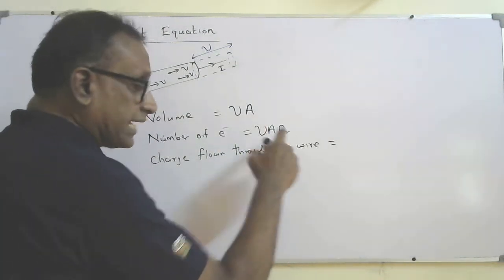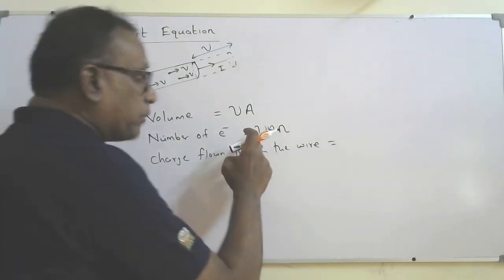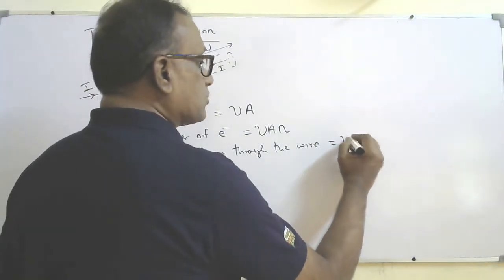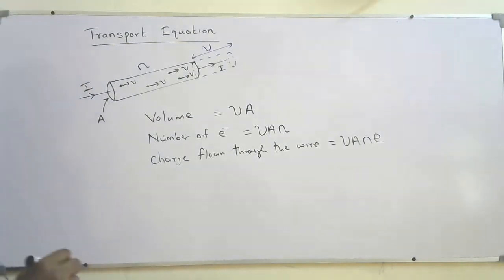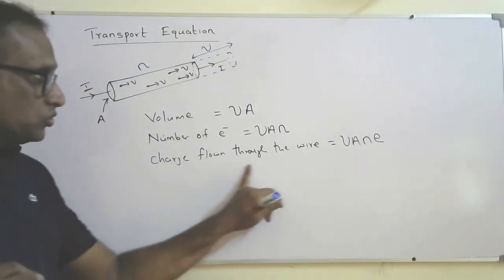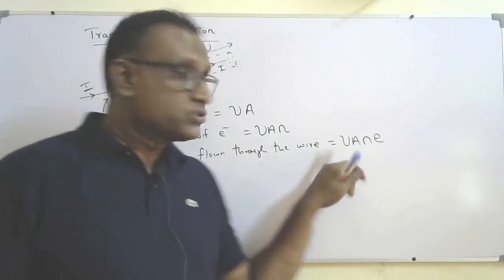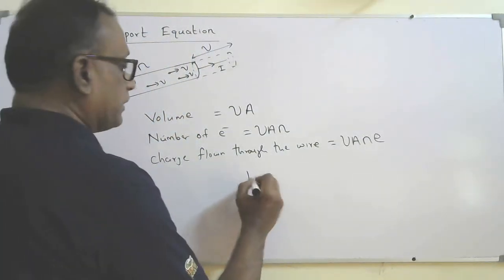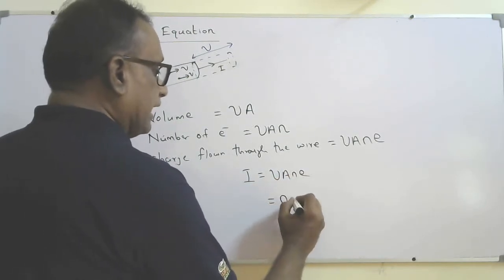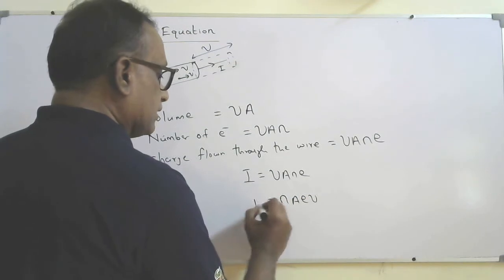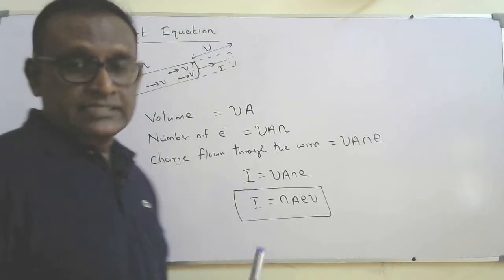This is the number of electrons flowing through the wire during unit time. So multiply this by the charge of an electron, so that is VAN into the charge of an electron, E. So the charge flown through the wire during unit time, during 1 second, is the current flow. So this is the current flow. So current is given by VANE. Normally we write NAEV. So this is the second equation related to electricity.